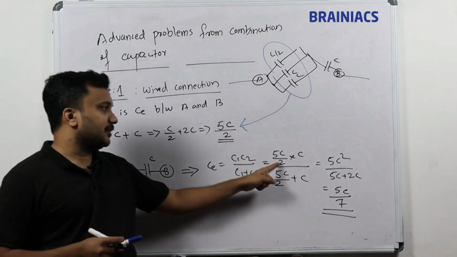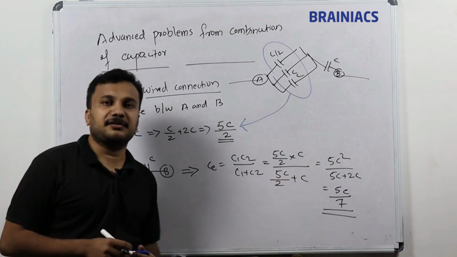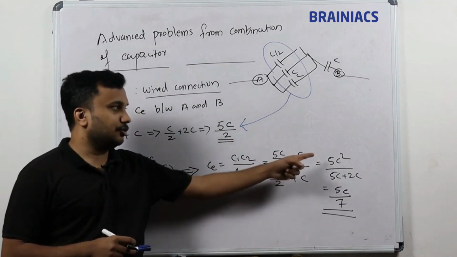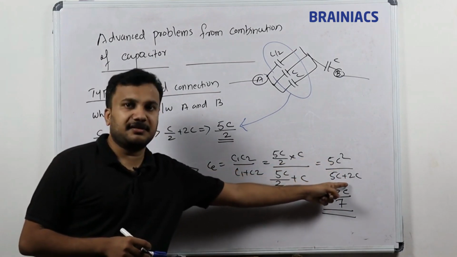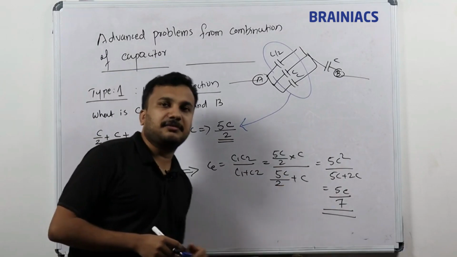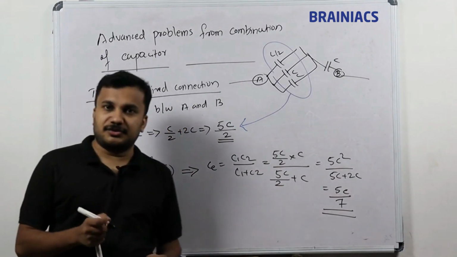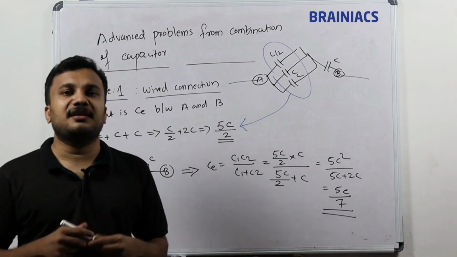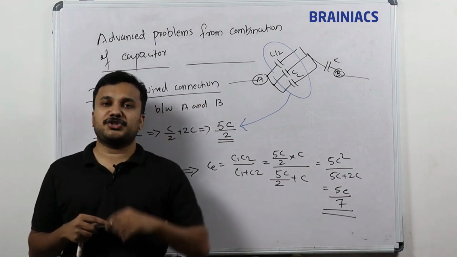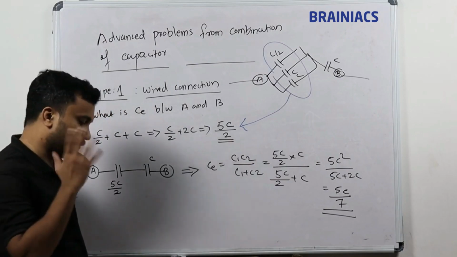This is just mathematical simplification. The 2 gets multiplied here, and the numerator C square and the C in the denominator cancel out, and you get 5C divided by 7 as the answer. This is called a wired connection. In wired connections, you have to give a number in short. Whenever you see a junction, you give a number, then you will get an answer for the questions.